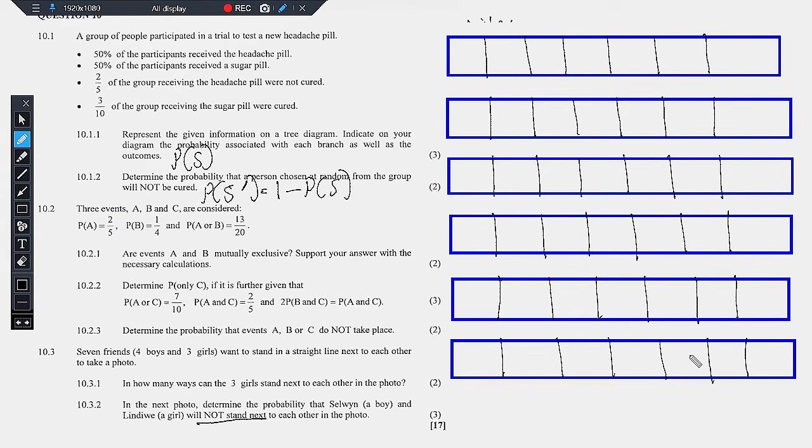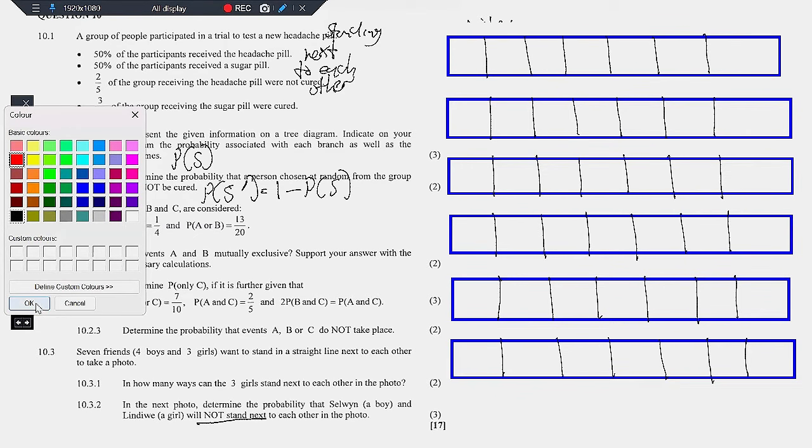Let's use complementary events because it is much simpler to calculate if we assume that they will stand next to each other. So in our approach here, we are assuming that they're standing next to each other. Yes, we are aware that the question is saying will not stand next to each other. So let's assume that they're standing next to each other, Lindy and Selwyn, right?